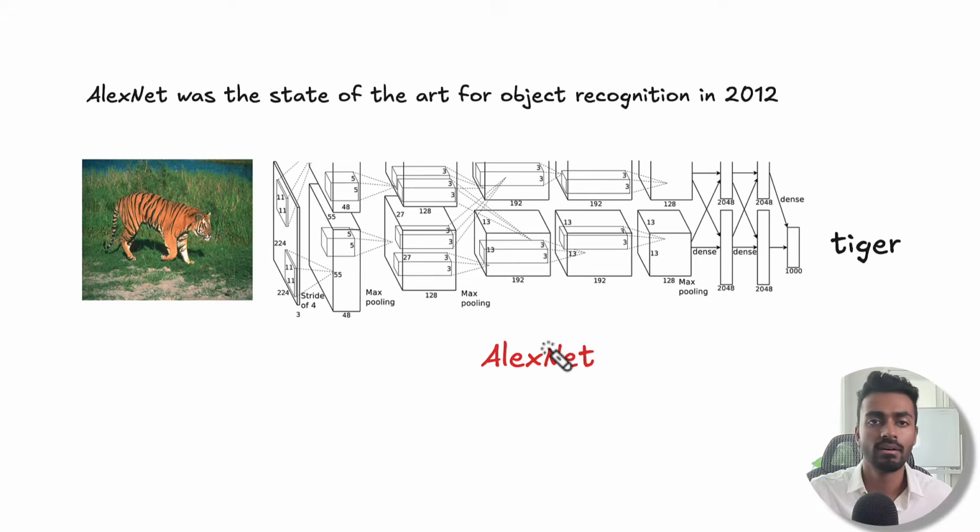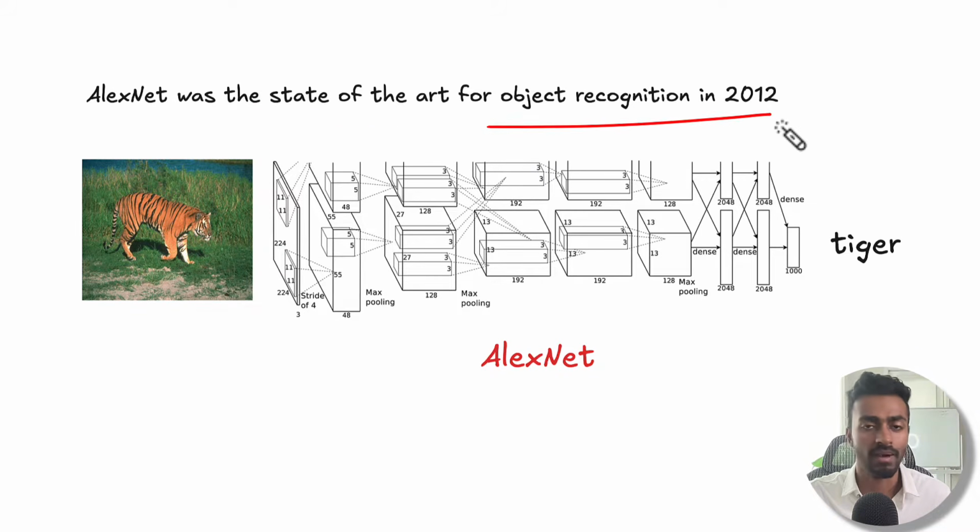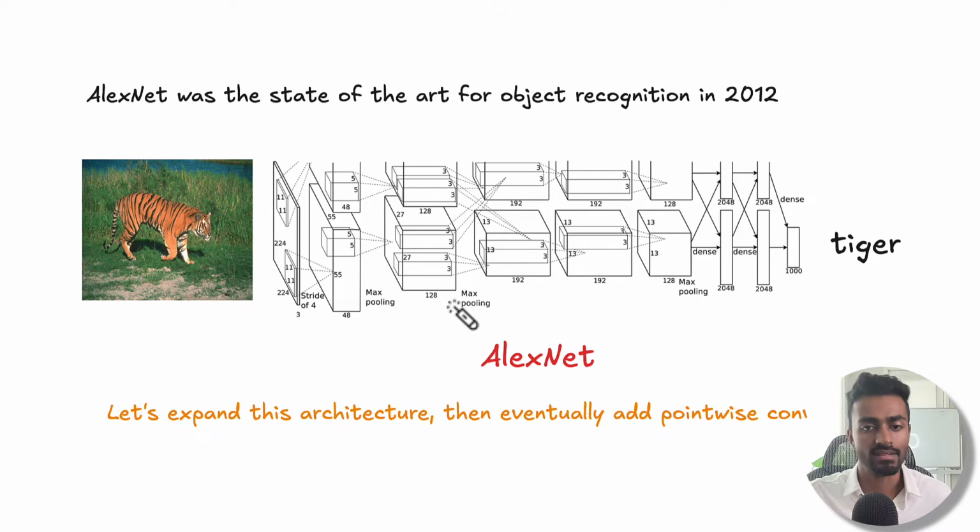So AlexNet was the state-of-the-art for object recognition back in 2012. Object recognition is given an image, the network is going to give some categorization for that image. Now let's expand this architecture and also add some pointwise convolutions.